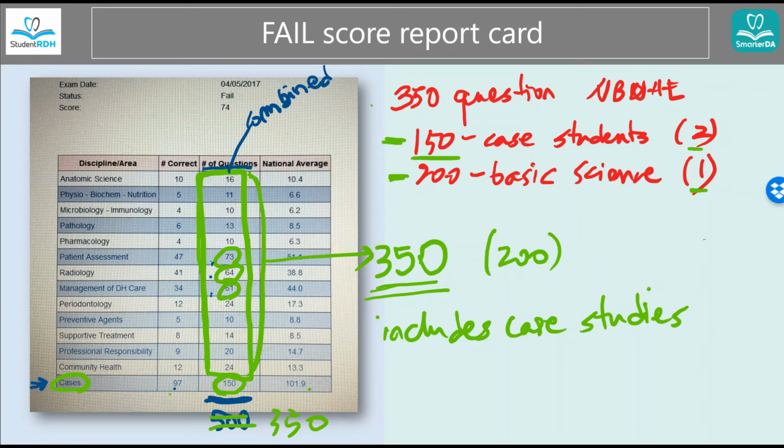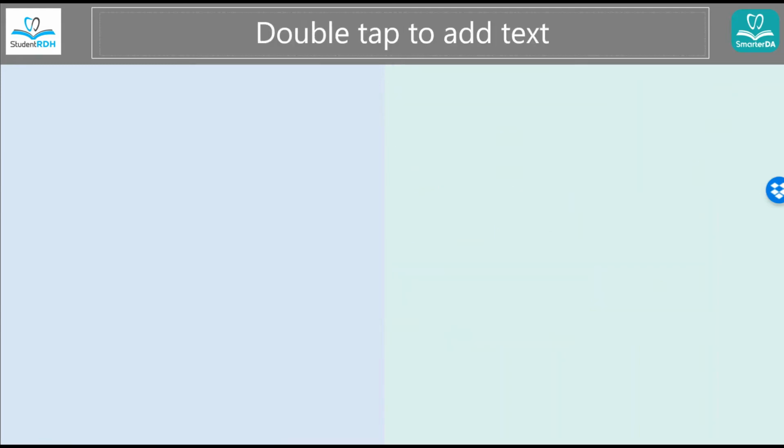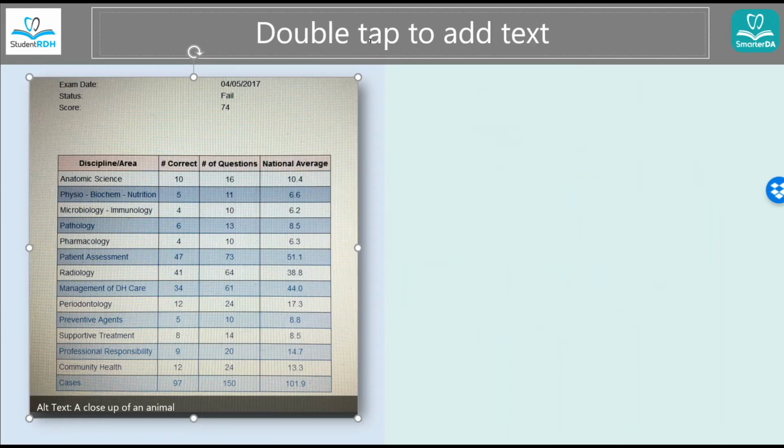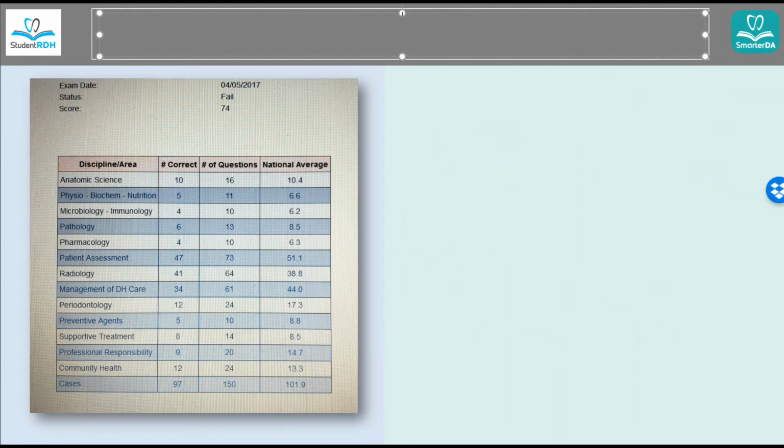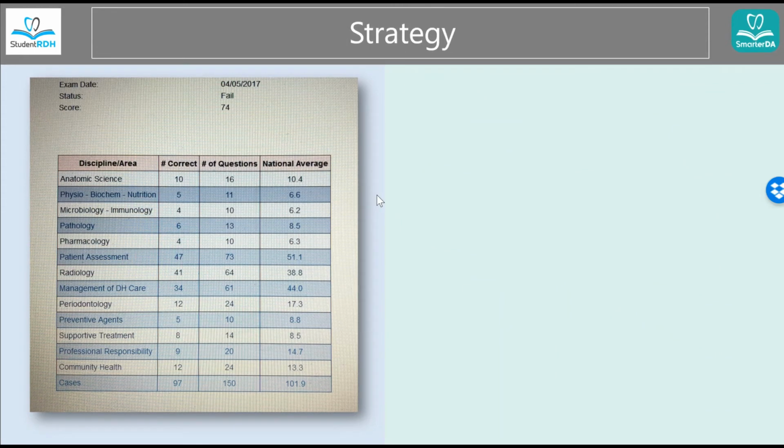So let me try to explain how you should get your strategy when making your next study plan if you failed before. Let me make another note over here, and I would call it the strategy. So let's talk about this. First of all, I would assess what my weaknesses are.